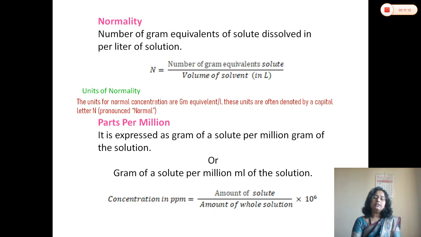The last concentration term is parts per million. So what is the parts per million? It is expressed as gram of solute per million gram of the solution. Means here we are taking the solution per million gram, where we are dissolving a certain amount of the solute in gram, or you can also call it gram of solute per million ml of solution, and it is also pronounced as ppm, parts per million. The concentration in ppm is given by amount of solute upon amount of whole solution into 10 to the power 6. So this 10 to the power 6 is your million, that's why we multiplied it by 10 to the power 6.